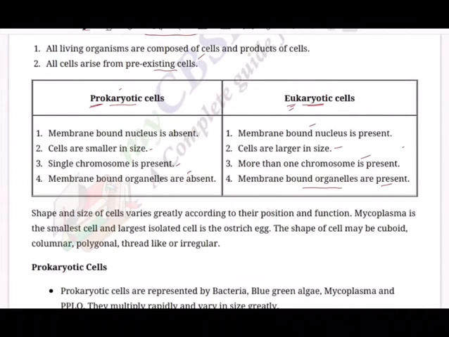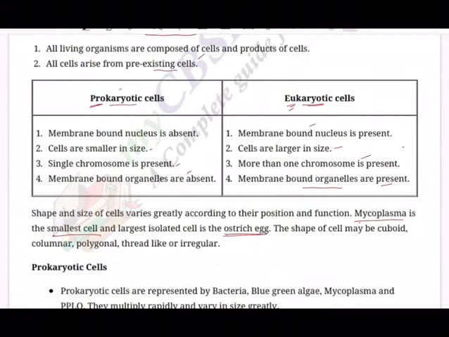The shape and size of cells vary greatly according to their position and function. Mycoplasma is the smallest cell, important for UPSC, and the largest isolated cell is the egg of an ostrich.